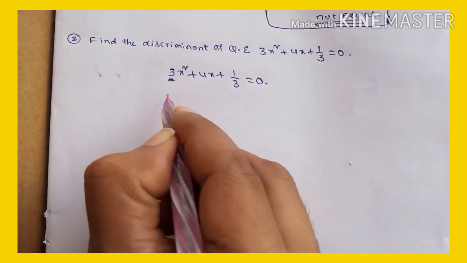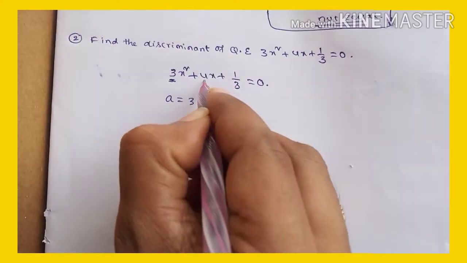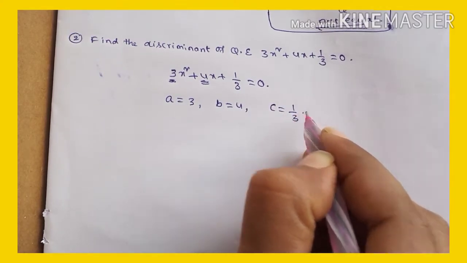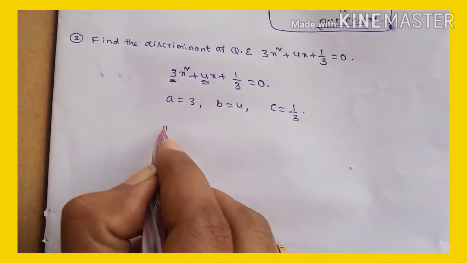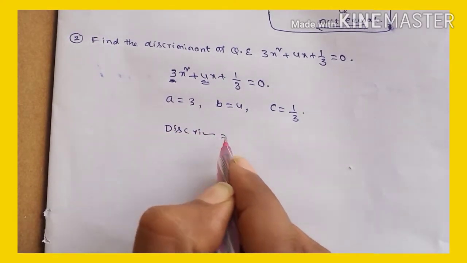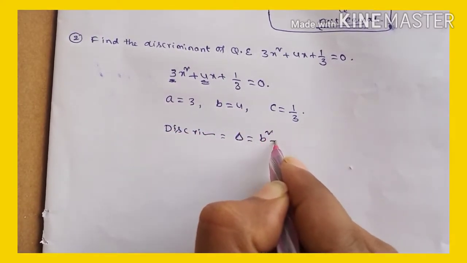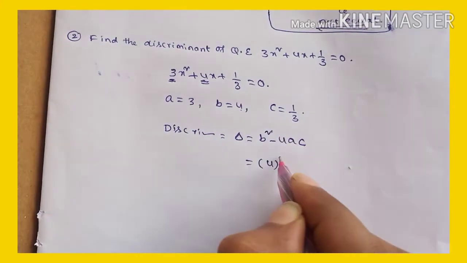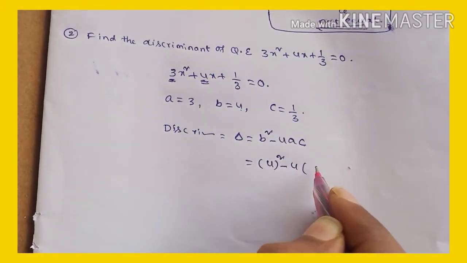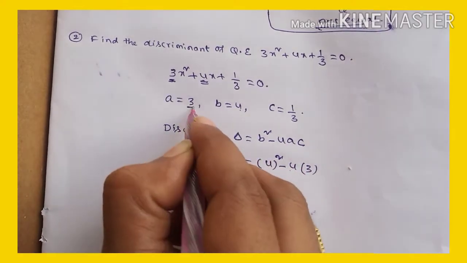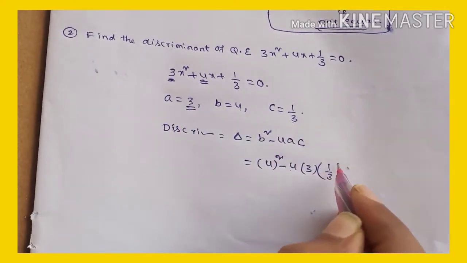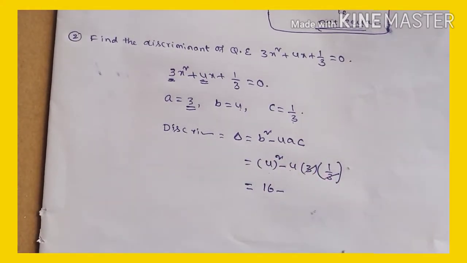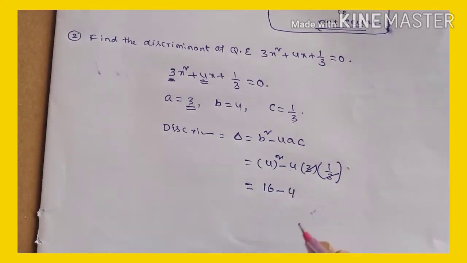Here the first coefficient is a, so a is equal to 3. Next, the second one is 4, so b is equal to 4, and the third one, c, is equal to 1 by 3. You have to apply the discriminant, delta, formula b square minus 4ac. b value is 4, so 4 square, minus 4 into a value 3 and c value 1 by 3. 4 square is equal to 16. Here 3 into 1 by 3 cancels, remaining value 4.